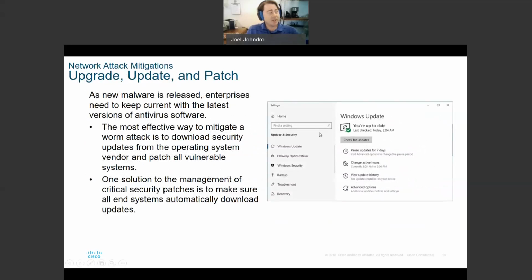So the most effective way to mitigate against worms in particular, but really malware in general, is to make sure that your software is completely up to date. Make sure that all your security updates in particular are done in a timely manner. Another strategy to help mitigate malware attacks is to educate your users. Don't click on any link in an email unless you know what it is and you're expecting it. Things like that.